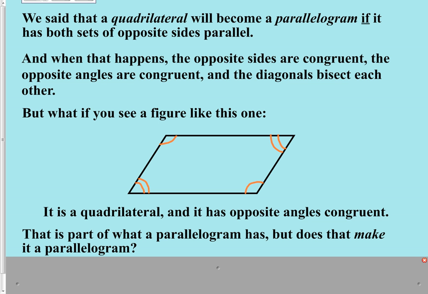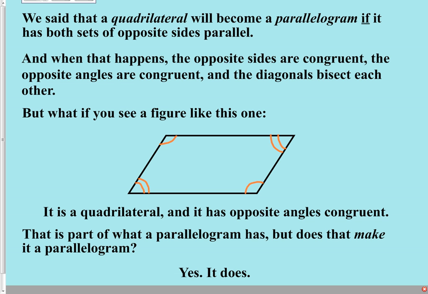We don't know if both sets of opposite sides are parallel. We don't know if both sets of opposite sides are congruent. We don't know if the diagonals bisect each other. But we have one property and we're missing the other three. Is that good enough to say that, yes, that is a parallelogram? And the answer to that question is yes.